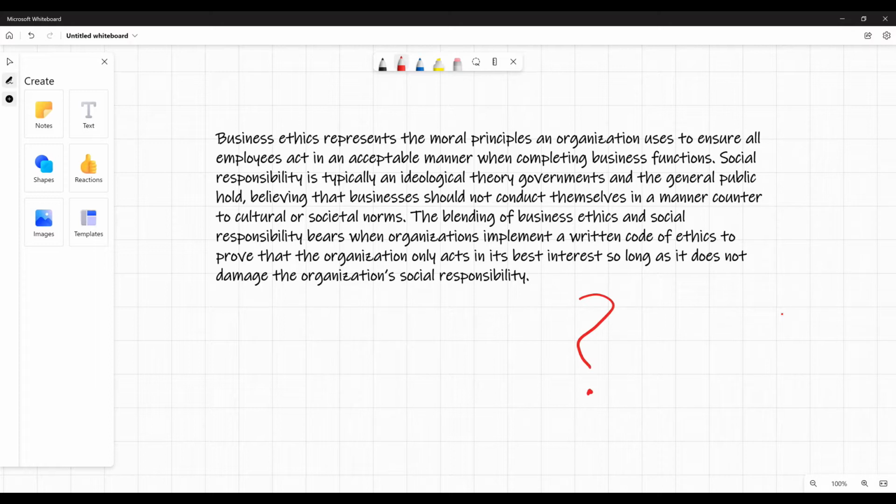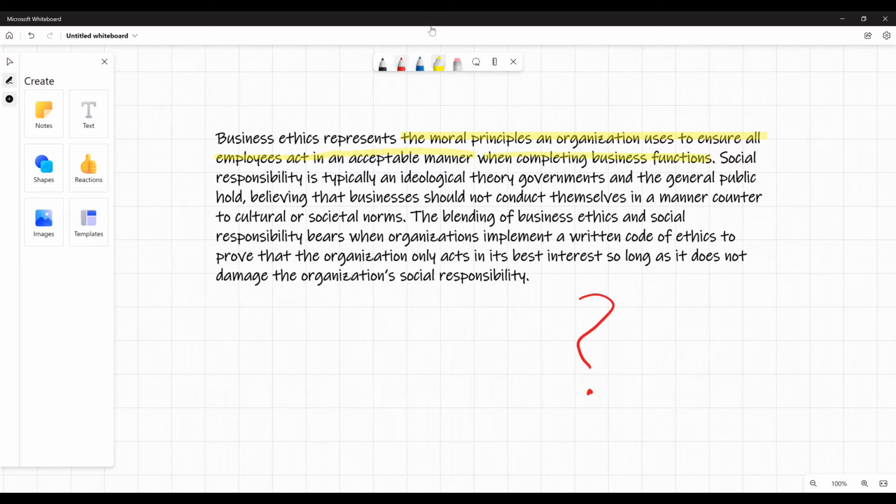I guess this is fairly typical of what I've heard about business ethics over the course of my lifetime. And I respond with a question specifically because there are terms here that are not only circular, but which ultimately I believe are wanting. So, the moral principles an organization uses to ensure all employees act in an acceptable manner when completing business functions.